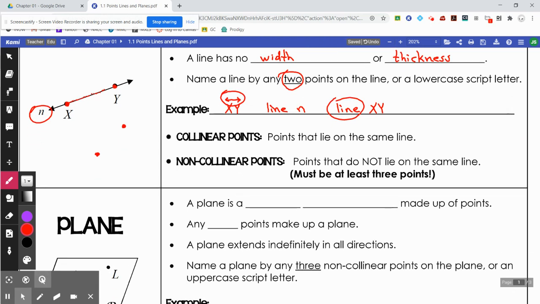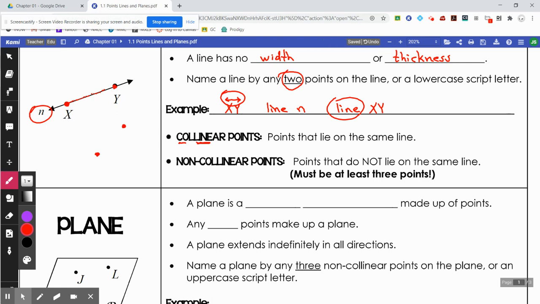Some definitions that go along with a line. Collinear. Okay, I want to point out the word line in the middle of that, and then the prefix co. The prefix co means with or together. So if 2 points are collinear, they are together with each other on the same line. Points that lie on the same line are collinear. Here, X and Y are collinear.